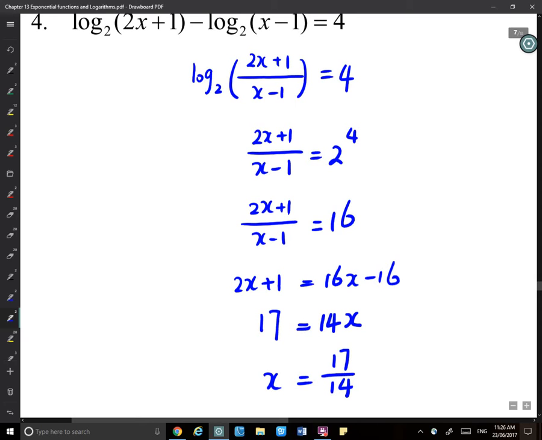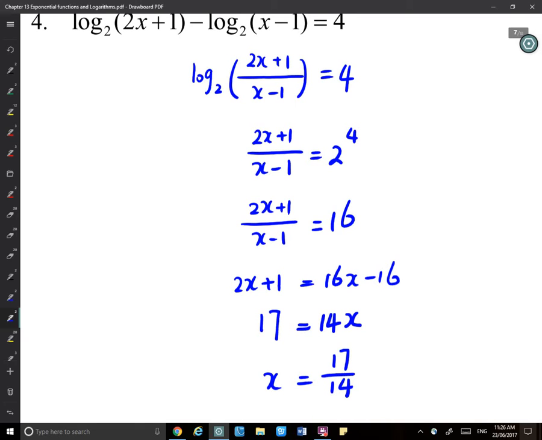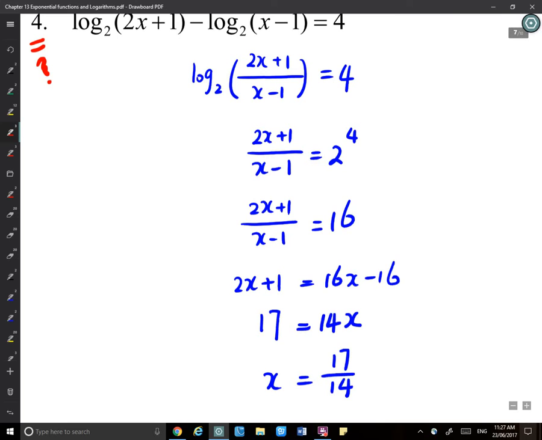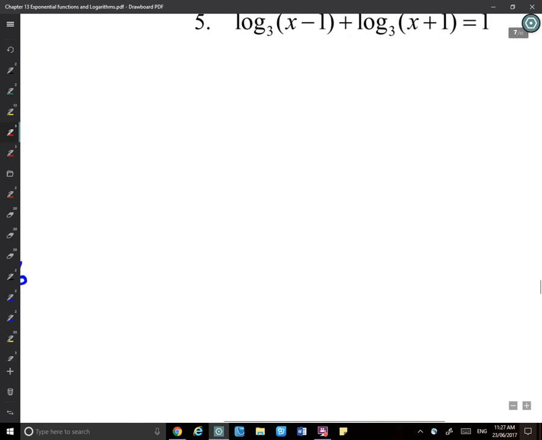So we want to make 2 logs into 1 first, and then we can solve for it. Otherwise, we can't solve. So we combine the 2 logs into 1 by dividing them, and then we use the law for logs to make it into exponential form and solve it normally. Let's put a small question mark here first, and let's go to the next one.